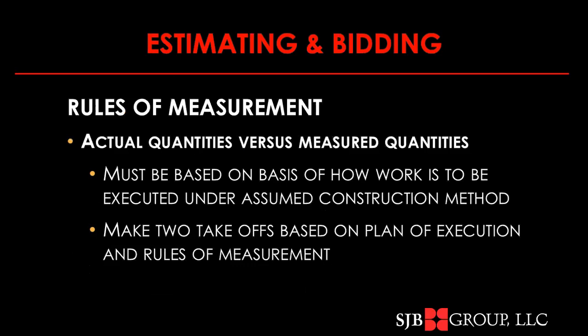Next. There are some rules of measurement that we need to consider as we're pulling together our estimate. So we want to use our actual quantities versus the measured quantities. The actuals are the ones that we determine. They must be based on how the work's going to be executed using the assumed construction methods.